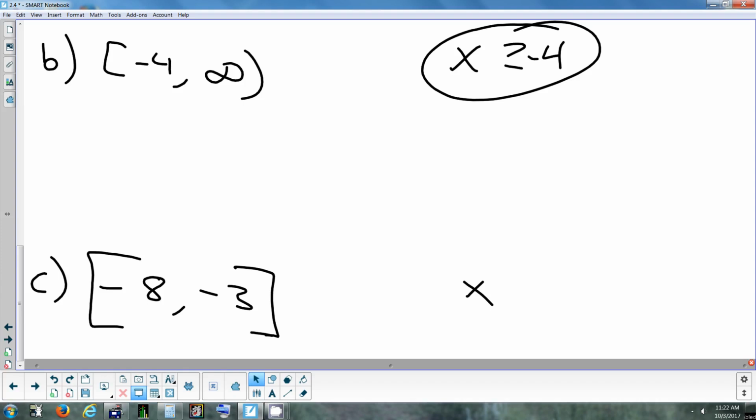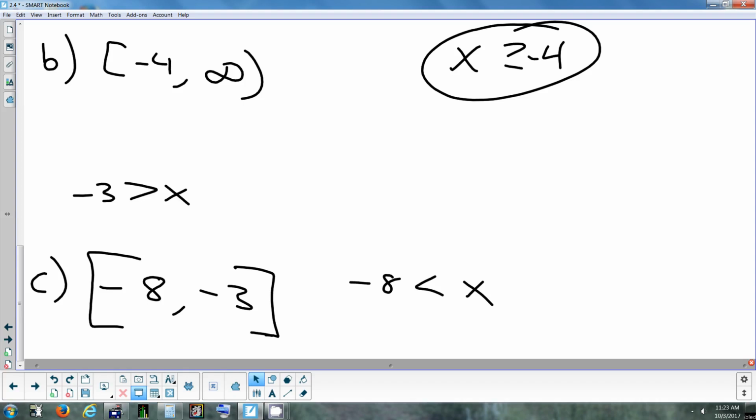X is less than x? I say -8 is x. Oh, -8 is less than x. Okay, and what else? What would be the other part? -3 is bigger than x. All right.